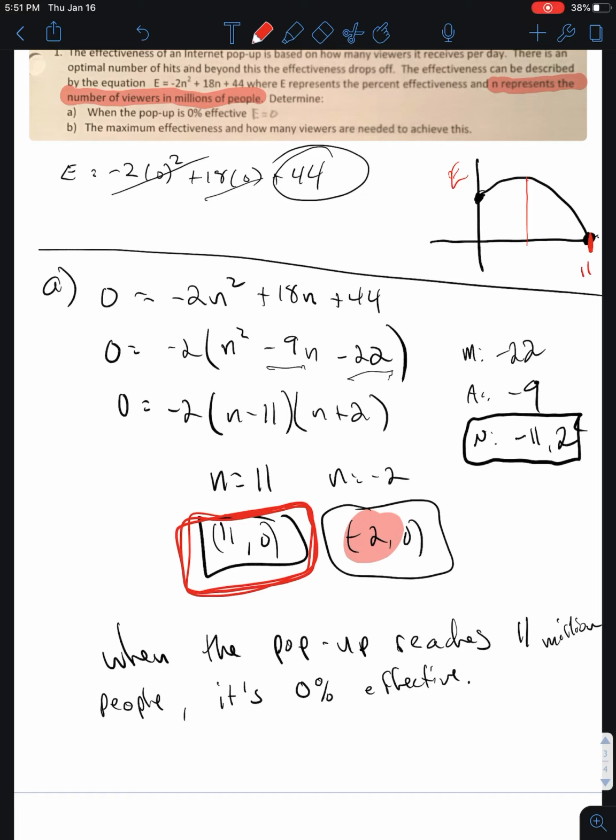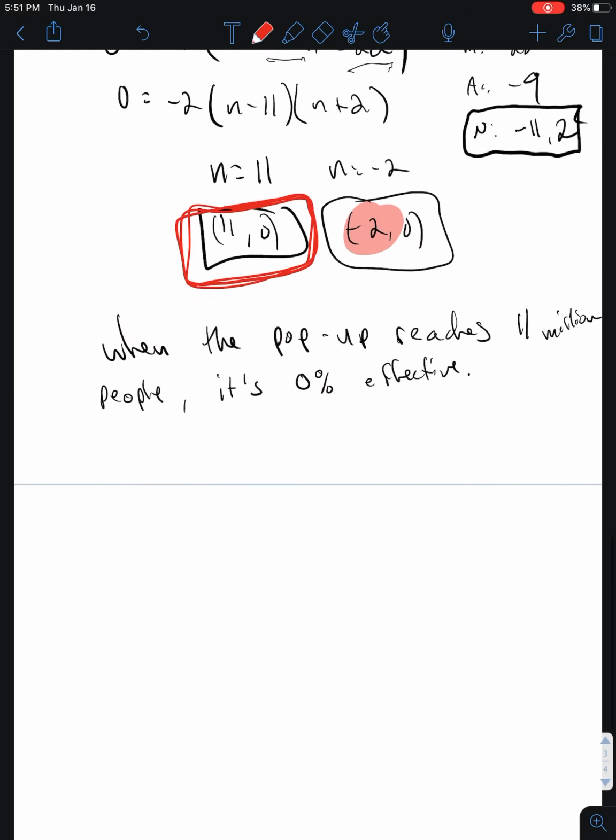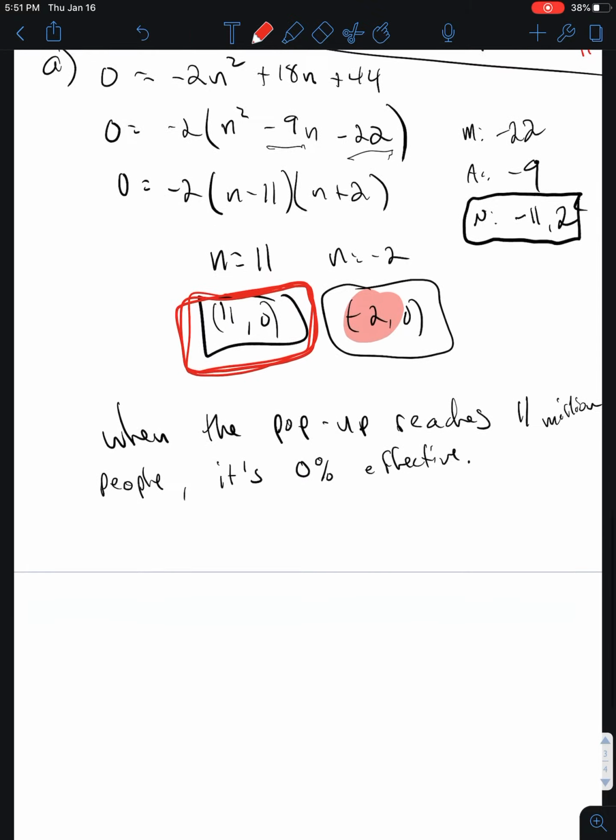This was kind of a hard question, a weird context question. I haven't really seen one of those before.